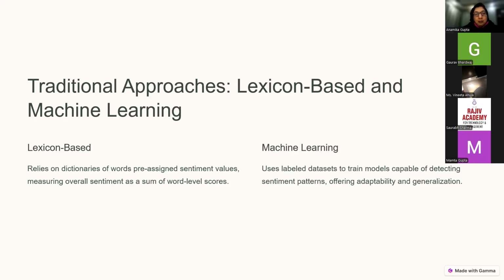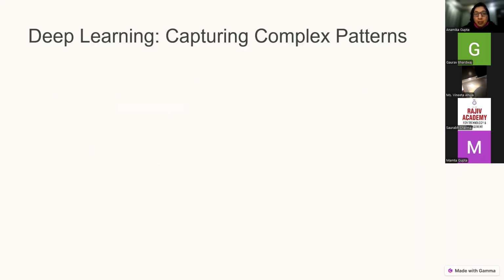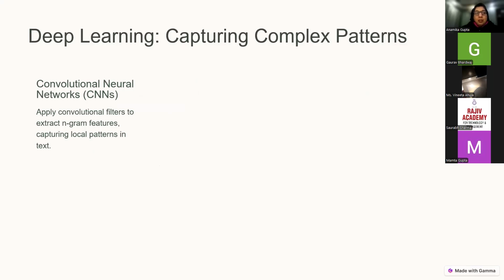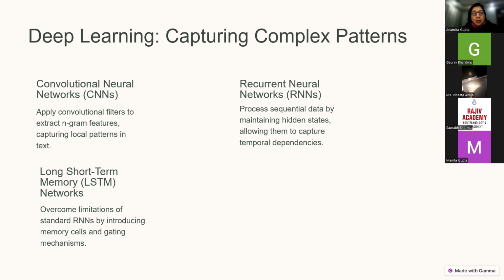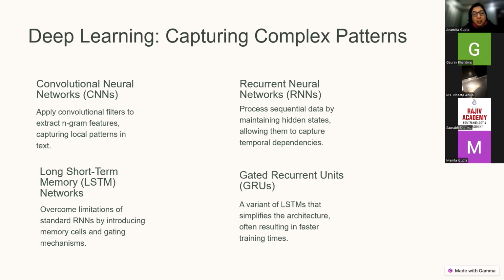Then we have machine learning techniques. In my first presentation, I had generally talked about the machine learning techniques used for sentiment analysis. We have the deep learning techniques. We have CNN, which applies convolutional filters to extract n-gram features. Then we have RNNs, which are recurrent neural networks. Then we have LSTM. And this GPT is an extension of the deep learning technique. GPT is a transformer-based technique, and transformer is a deep learning technique. Then we have gated recurrent units, which are a variant of the LSTM. All these techniques are there to compute the sentiments.